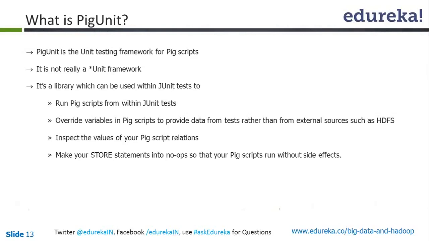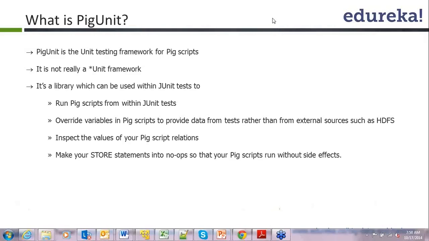So what does it really do? Guys, PigUnit is actually a library which can be used with JUnit tests to run your Pig scripts within the JUnit test itself. You write your Pig script, and you can run it from the JUnit test. Next, you can override the variables in the Pig script to provide data from the test rather than external sources. For example, when you write your Pig scripts, I'm sure you say the first statement. What is the first statement always?